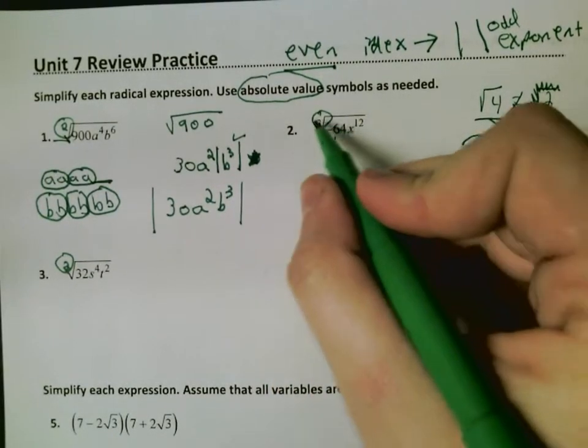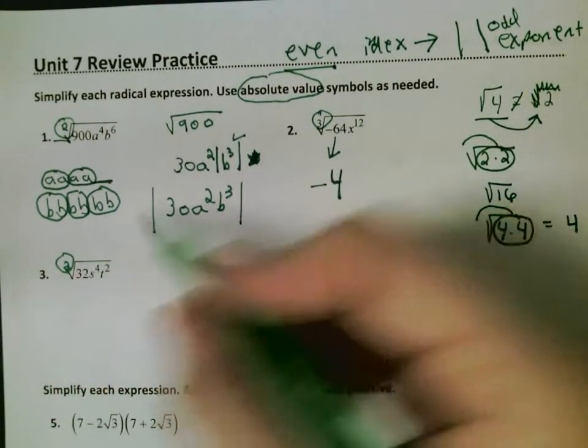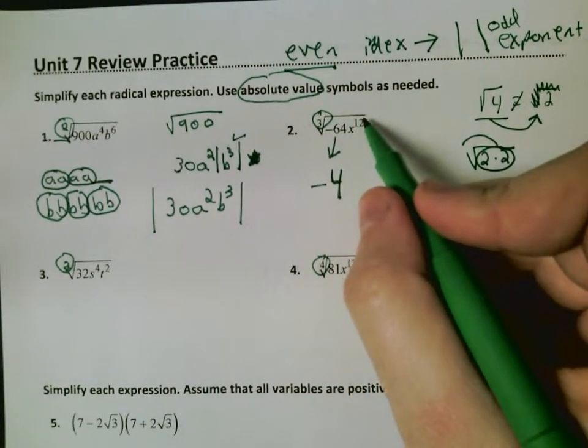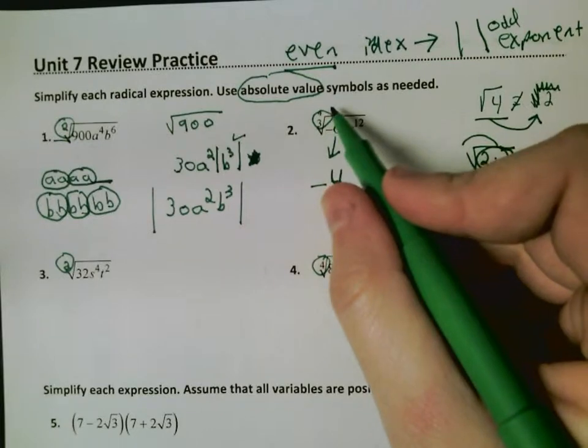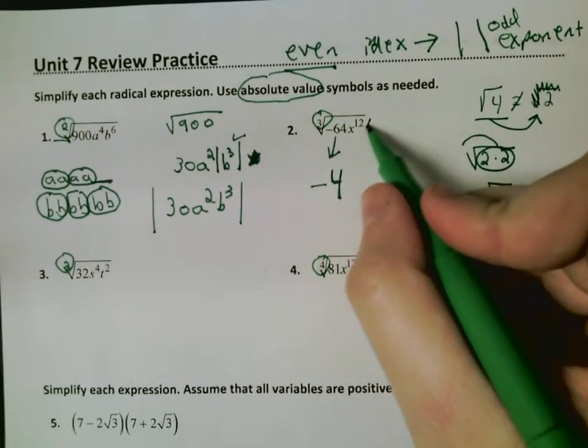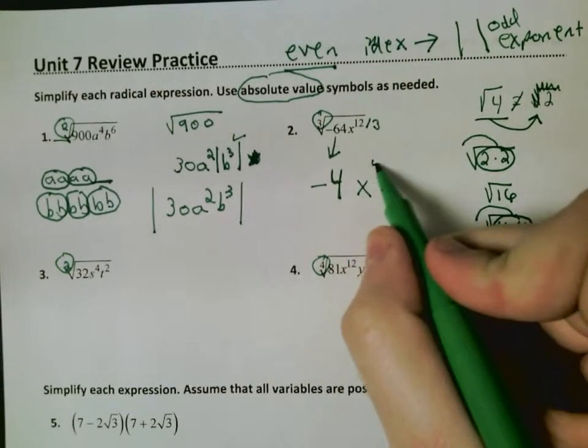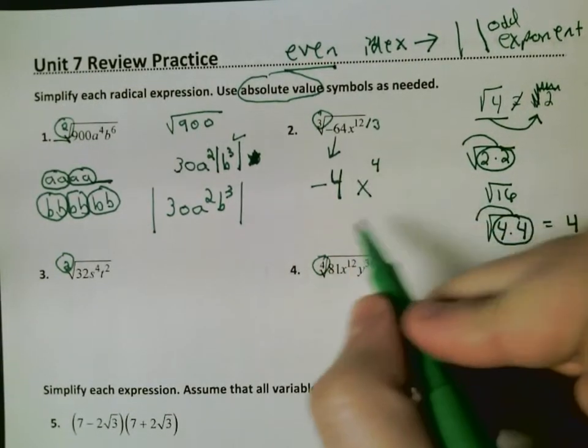And then same thing as we did over here with the a and the b, this time we're doing it with the x. You have 12 of them, so think to yourself, how many groups of 3 can you make? You could also just ask yourself, 12 divided by 3 is what? And that's going to give you a 4, in which case that's your answer.